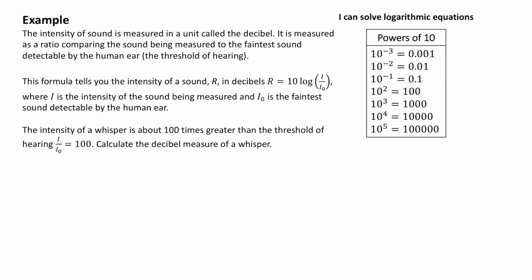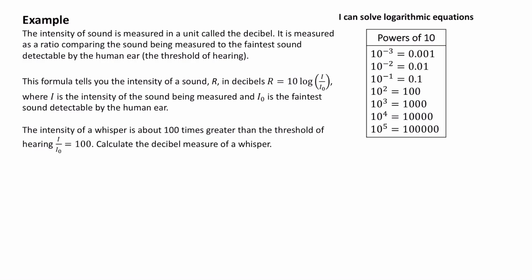This formula tells you the intensity of a sound R in decibels, which is R equals 10 log I over I naught, where I is the intensity of the sound being measured, and I naught is the faintest sound detectable by the human ear. The intensity of a whisper is about 100 times greater than the threshold of hearing, so I over I naught equals 100. Calculate the decibel measure of a whisper.